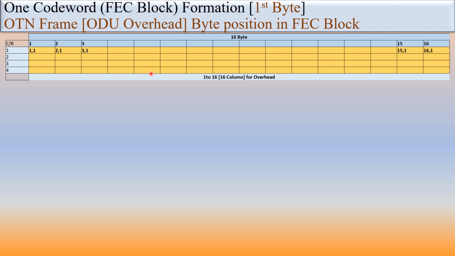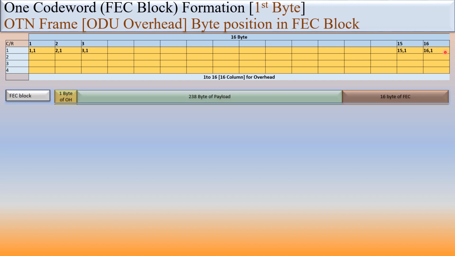So you know that from each OTN frame structure, we can create 16 FEC blocks. In the first FEC block, 1 byte is used from the overhead. So what will be the position of these overhead bytes in the 16 FEC blocks? We will discuss this. You can see here in the FEC block, 1 byte is from the overhead area, 238 bytes are from the payload area, and 16 bytes are from the FEC area. So we'll concentrate on this 1 byte of overhead. What will be the position?